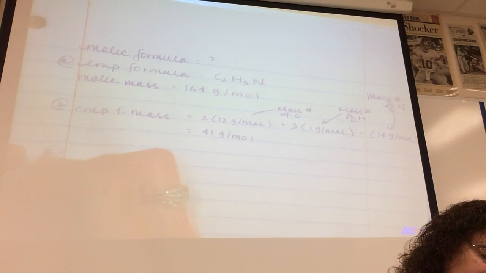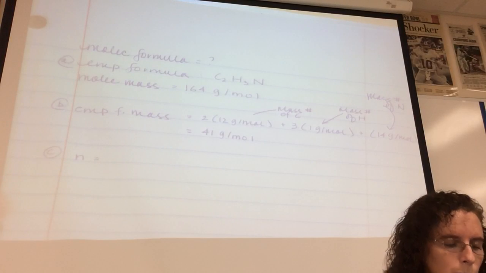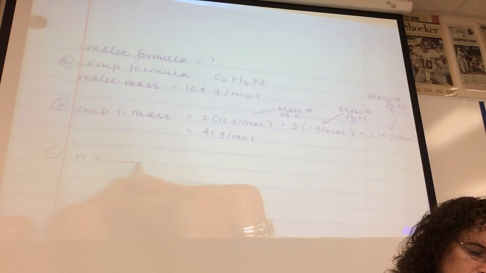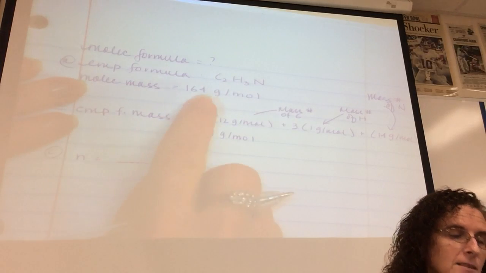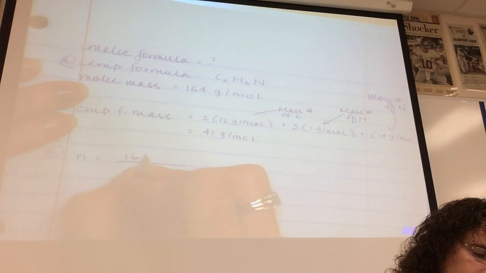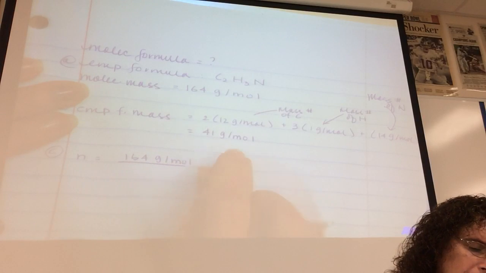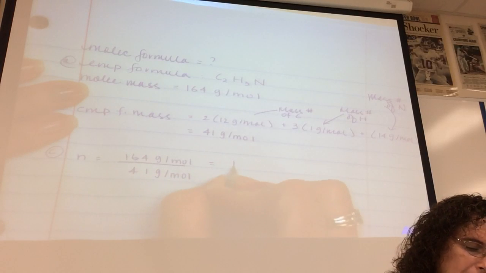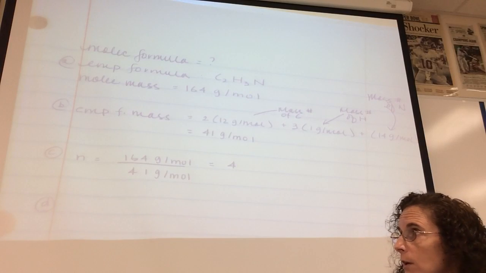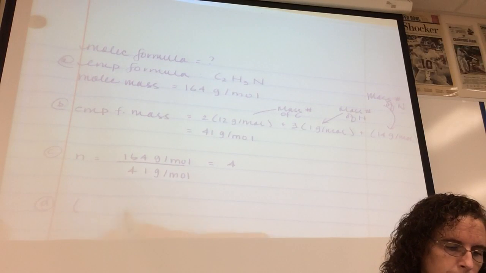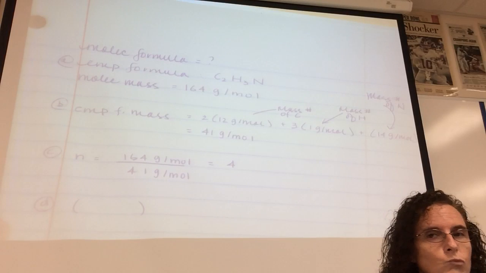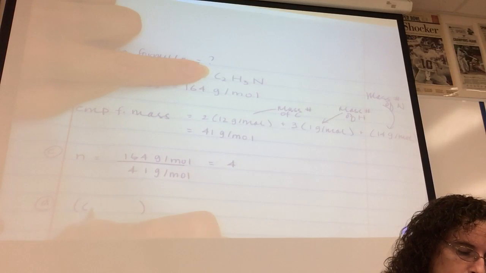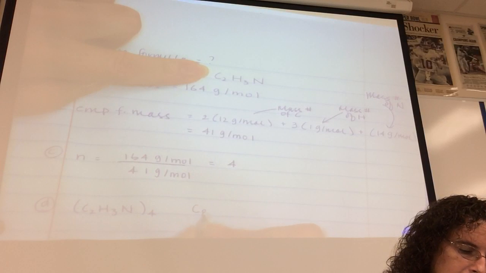Now, Dean, we're going to get N. How do we determine N? The molecular mass, the big number, over the empirical formula mass, which is typically smaller, it'll never be bigger. So that's 4. What was the empirical formula? C2H3N. What's the multiple? C8H12N4.